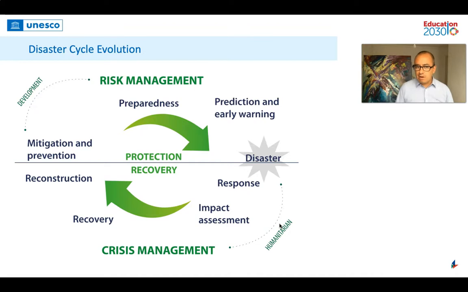And when we are talking about the risk management cycle, we are talking about development issues. So how we build and how we align all the developments in the education sector, in the planning of the education sector, with mitigation and prevention activities, with preparedness activities, and with early warning systems and prediction. And all this part is in the framework of protection: how we protect our schools, how we protect our educational system, how we protect our children.